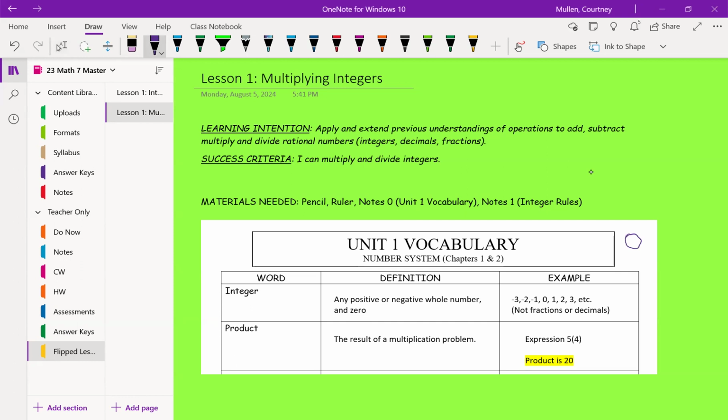So we're going to be working with integers, but let's clarify, what is an integer? Well, an integer is any positive or negative whole number and 0. As you see on the right, there are some examples of integers listed. Positive numbers, some negative numbers, and 0, but not fractions or decimals. Pause the video and write down the definition and example on your notes 0.